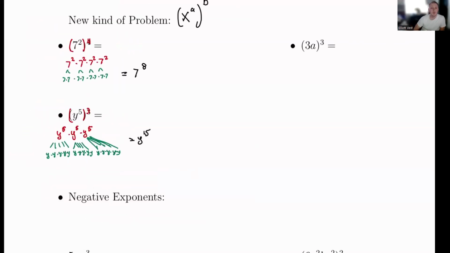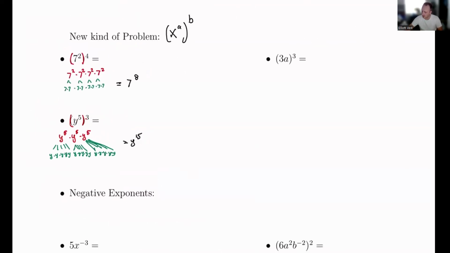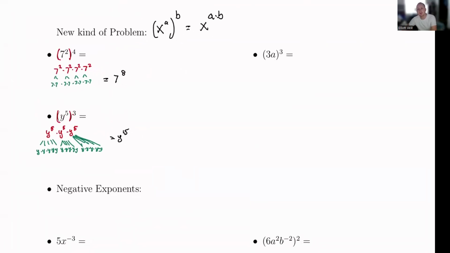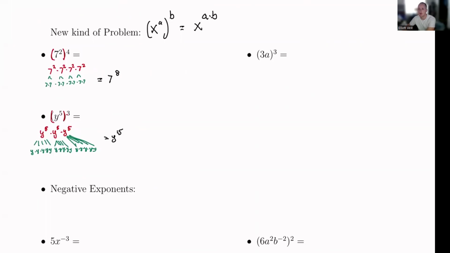Now you might see the rule here. You might see, oh my gosh, I have y to the 15th. What was this? This was y to the 5th to the 3rd power. Really, if I multiply these exponents, I get the answer. 5 times 3 is 15. If I multiply these two exponents, I get the answer. 2 times 4 is 8, so 7 to the 8th power. So in general, this is the rule. We multiply these exponents together, but we got to be careful when we do stuff like this.